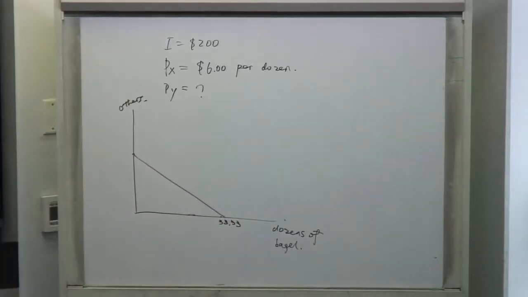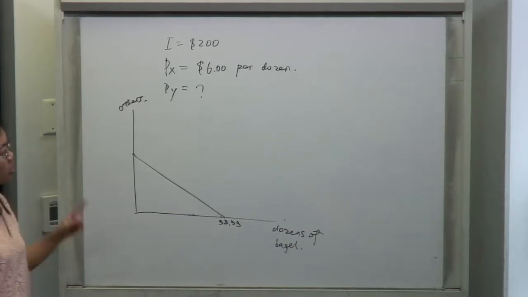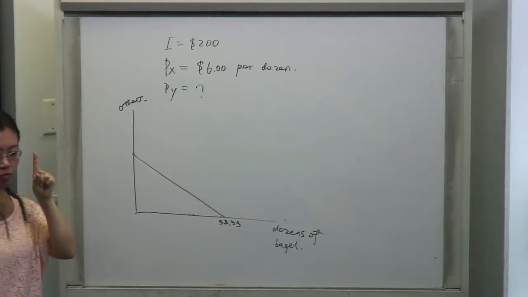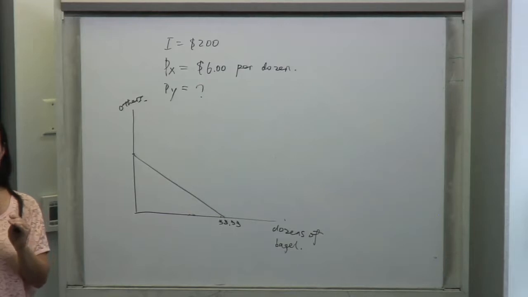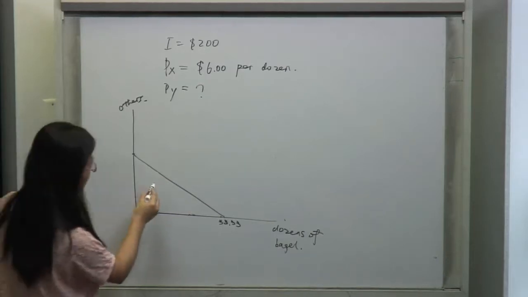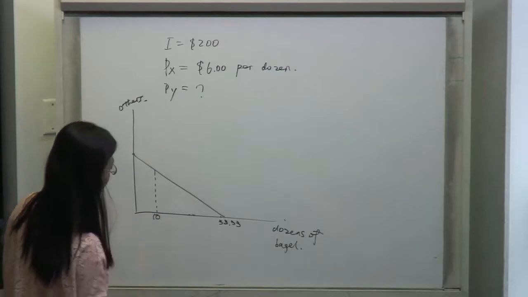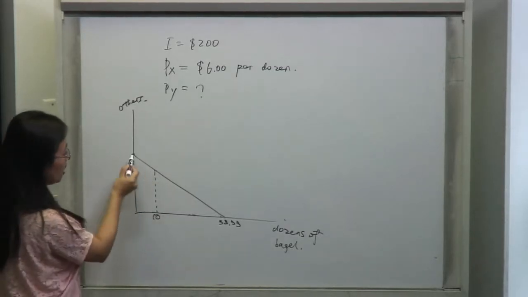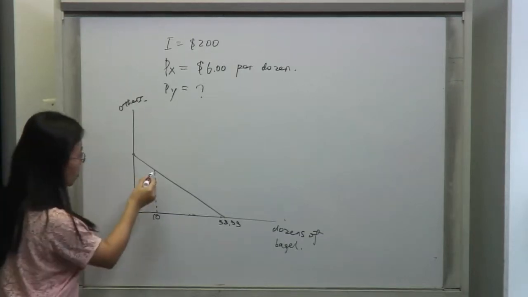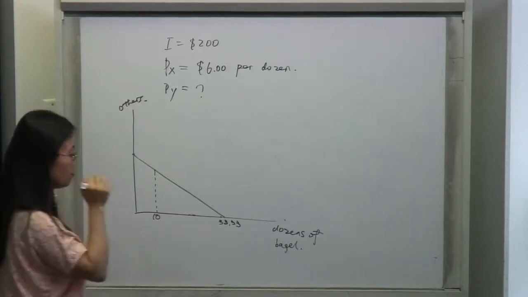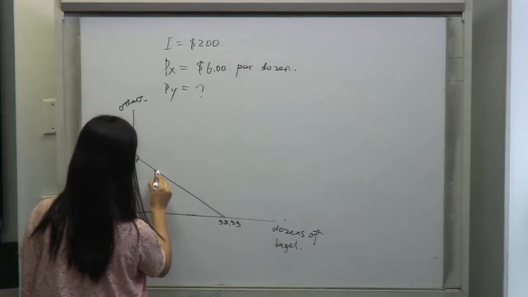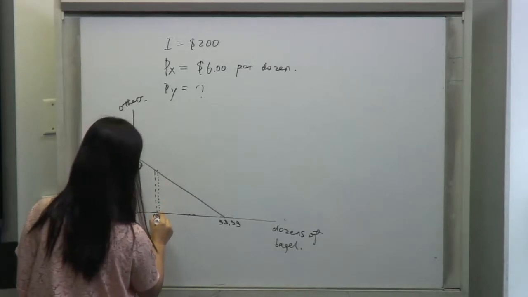Okay, all right. So now we're going to adjust this, accommodating the frequent buyer program. For each dozen, you get a stamp. So when you buy 10 dozen, what's going to happen? You're actually going to end up with 11 dozen. So how about this part of the line, does it change? But what happened to this point? It shifts out to the right by one dozen. So this is actually 11.